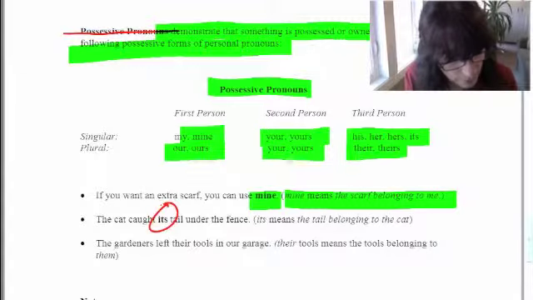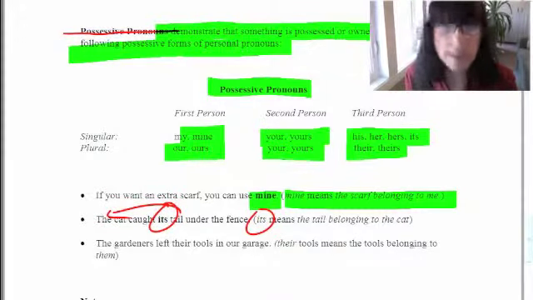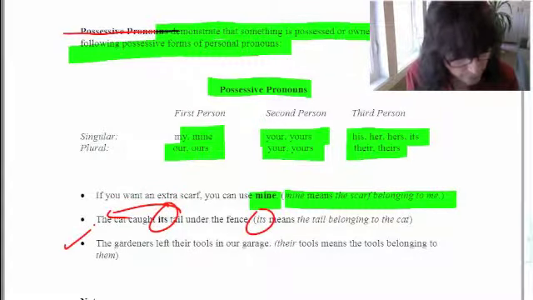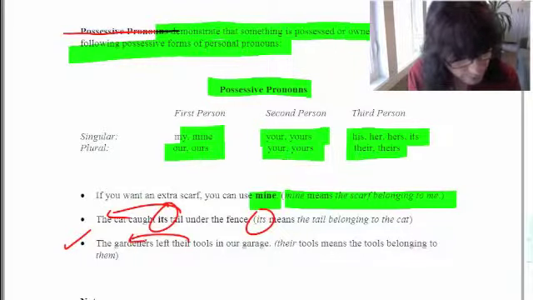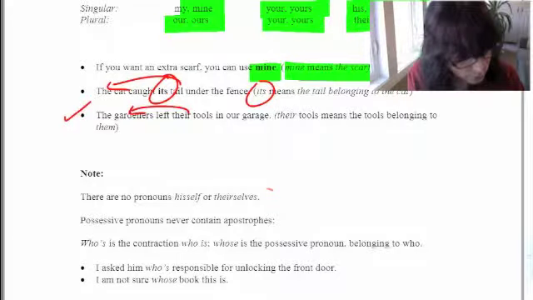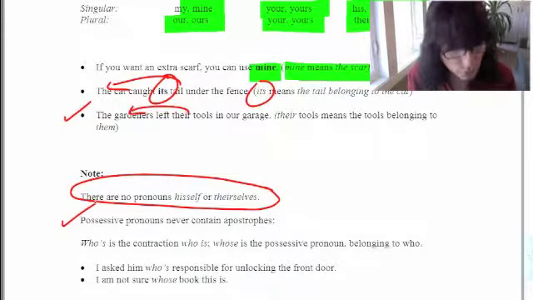The second example: the cat caught its tail under the fence. Its means the tail belonging to the cat. It's possession, so it's the possessive pronoun. And the last example: the gardeners left their tools in our garage. Their tools means the tools that belong to the gardeners, so it's a possessive form. So I want you to note that there are no such pronouns as hisself or theirselves. No such words. And possessive pronouns also never contain apostrophes.